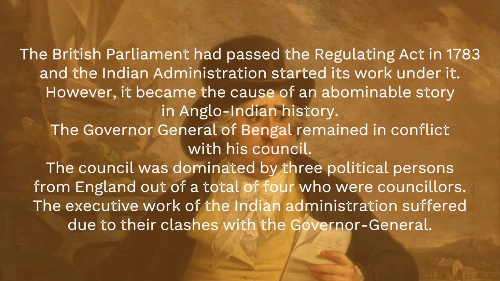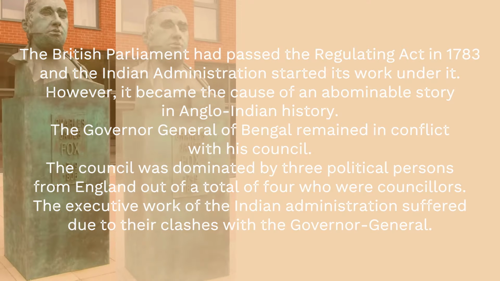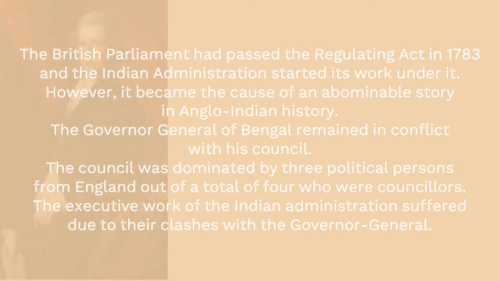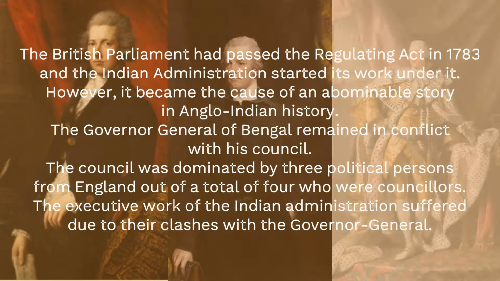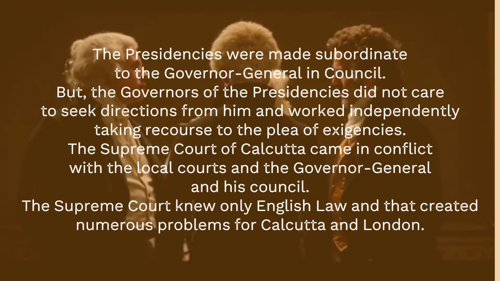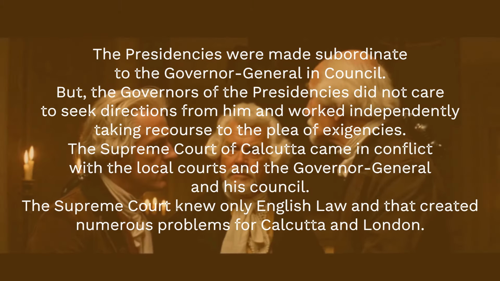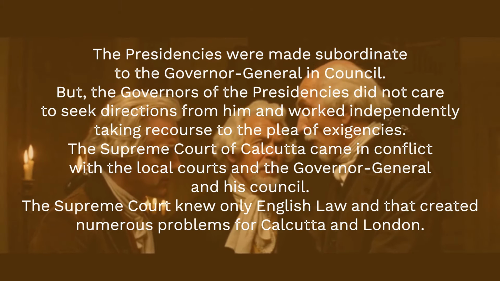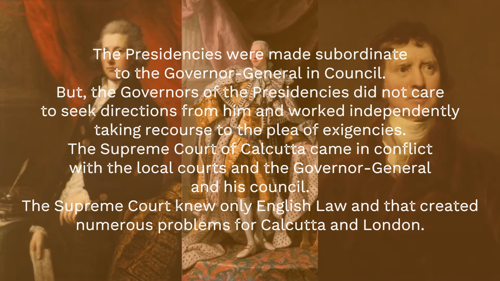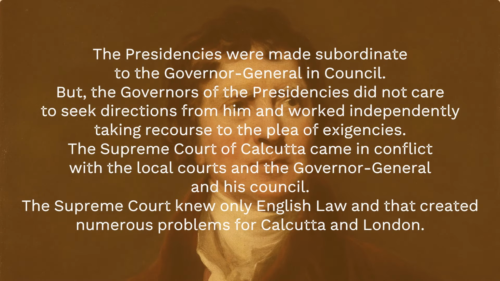The Governor-General of Bengal remained in conflict with his council. The council was dominated by 3 political persons from England out of a total of 4 who were councillors. The executive work of the Indian administration suffered due to their clashes with the Governor-General. The presidencies were made subordinate to the Governor-General in council. But, the governors of the presidencies did not care to seek directions from him and worked independently, taking recourse to the plea of exigencies. The Supreme Court of Calcutta came in conflict with the local courts and the Governor-General and his council. The Supreme Court knew only English law and that created numerous problems for Calcutta and London.